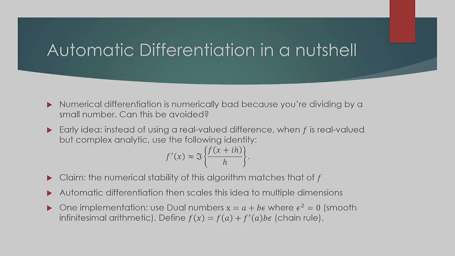And so if you can develop this thing called a dual number where x equals a plus b epsilon, where epsilon squared equals zero, this is a form of infinitesimals known as smooth infinitesimal arithmetic. You can actually make this analytically correct. I can discuss this in more detail. So you define this thing and you say, well, here's how I want a dual number to work. Essentially, this right here is a chain rule. So if you allow these two rules to be correct, what happens with your arithmetic system?